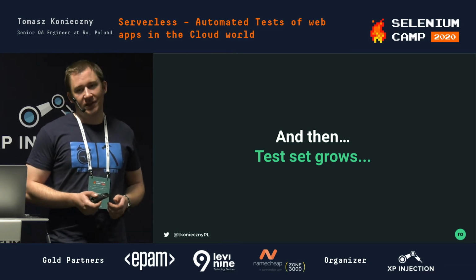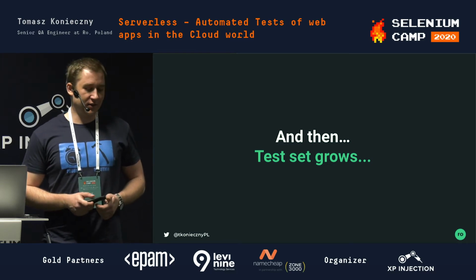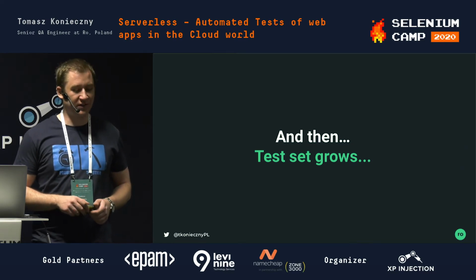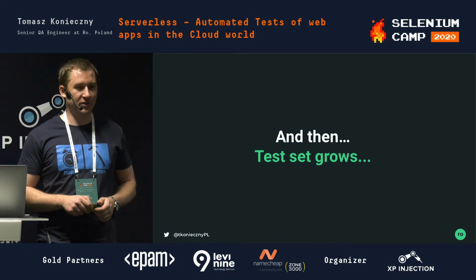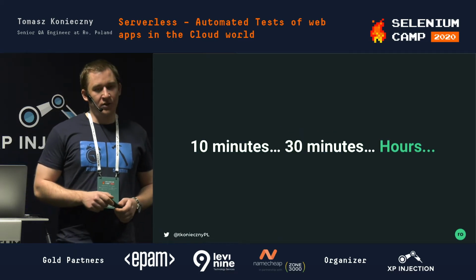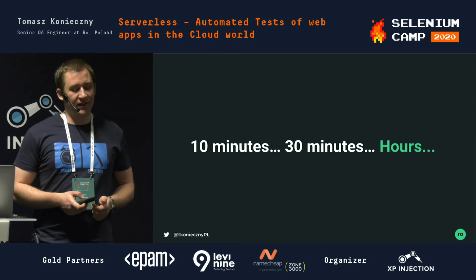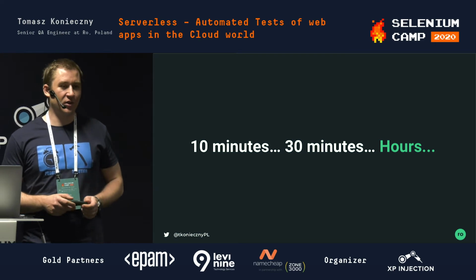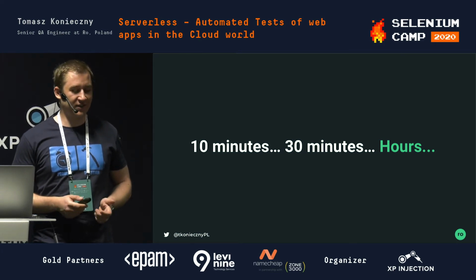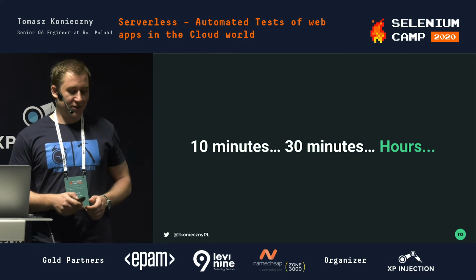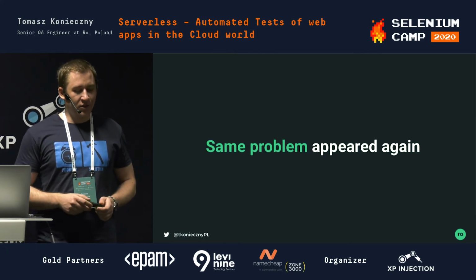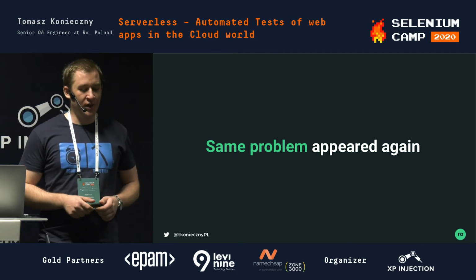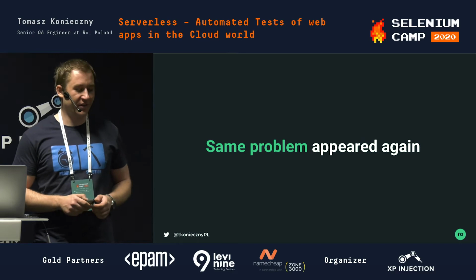Well, then the test set grows. I mean, we develop application, it becomes more and more complex, and the same happens to our automated tests. So we have to implement more and more of these tests, and the test set becomes bigger. So execution time increases again. I mean, 10 minutes, maybe 30 minutes, even hours. That's definitely too long if we want to execute them every pull request, every repository push. It's just not possible in this case anymore. So we have exactly the same problem that we had earlier before we started test automation. So tests aren't fast anymore. We have to do something with this.